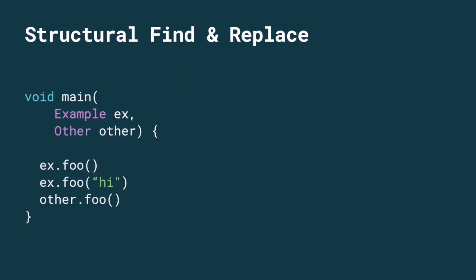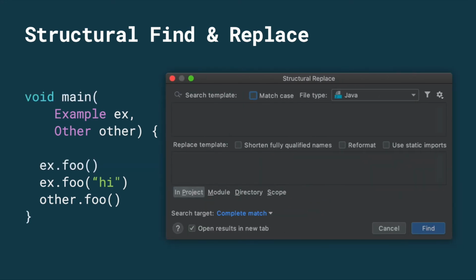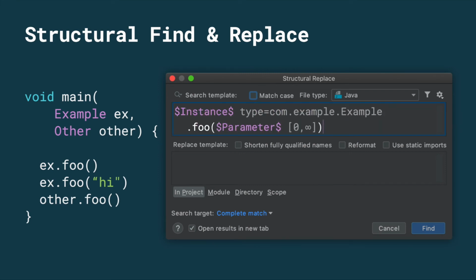Structural find and replace is just like the regular version, but with added code intelligence. It's especially useful when trying to migrate code that can't easily be distinguished with just a regex. To try it out, navigate to Edit, Find, Structurally Replace. IntelliJ has a wide variety of templates to start off with. This particular example was based on the method call template.